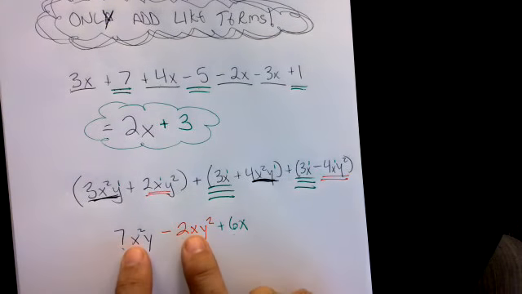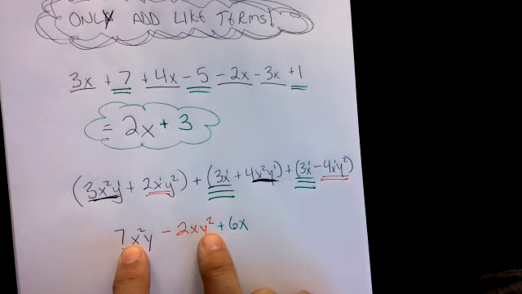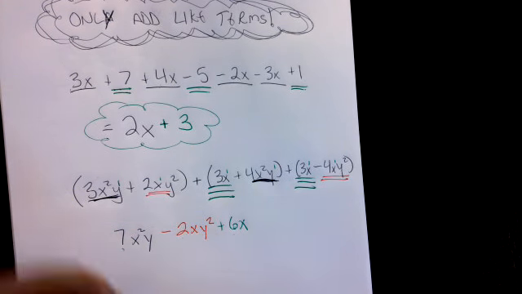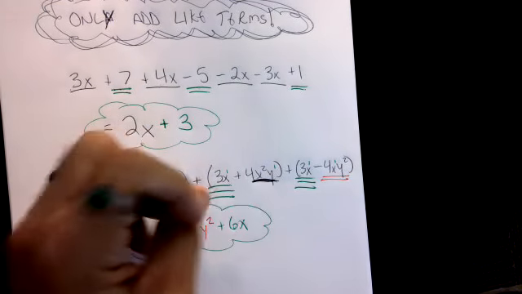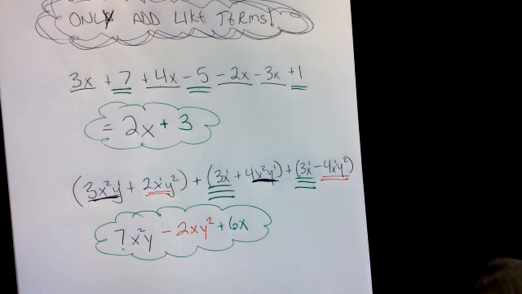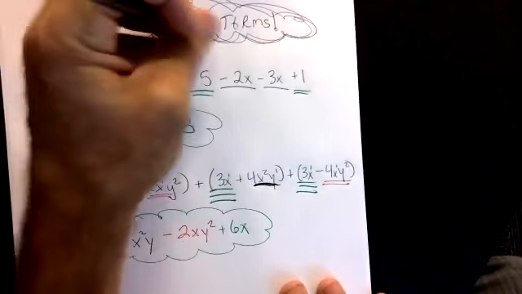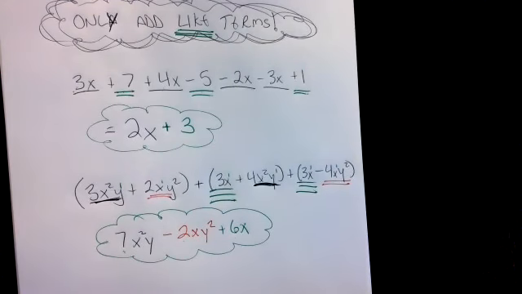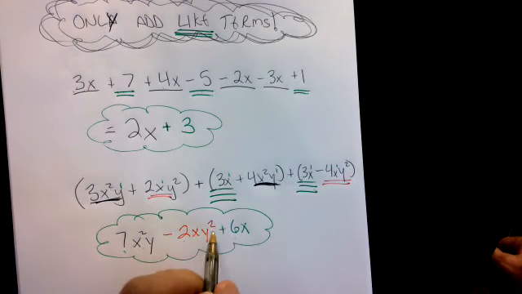And I can't combine these because they're not the same. This one has an X to the second power. This one has a Y to the second power. These two are different, so I can't combine them. They look really close, but they're actually different. So that is as simplified as that gets. To be a like term, they have to have the same variable to the same power. Even though these both have X's and Y's, in this one the X is being squared, in this one the Y is being squared. So again, that makes them different. You can't combine them.